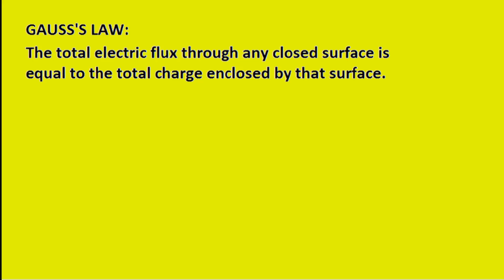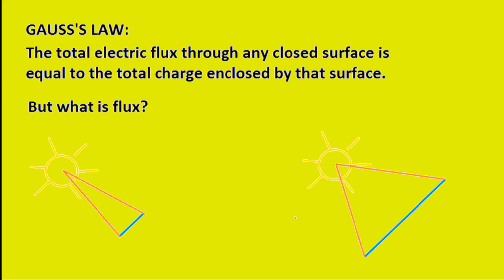Now we can move on to Gauss's law. Gauss's law states that the total electric flux through any closed surface is equal to the total charge enclosed by that surface. But what is flux? As an example, imagine you have a solar cell and the sun is shining on it. The amount of sunlight it receives from the sun is the flux from the sun. If you had a bigger solar cell, you would receive more flux since the surface is larger. So simply put, flux is a measure of how much a field, or in this case sunlight, passes through a surface. Now let's write down Gauss's law.